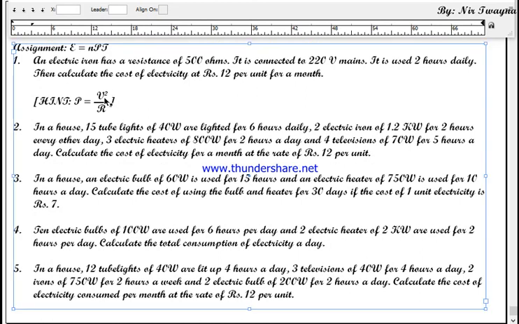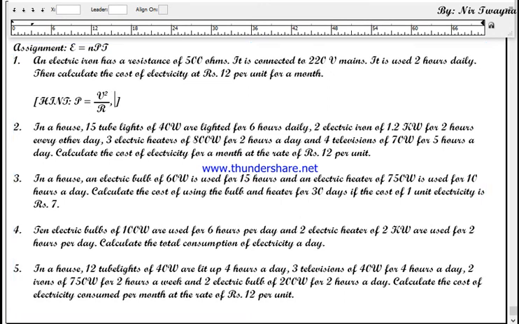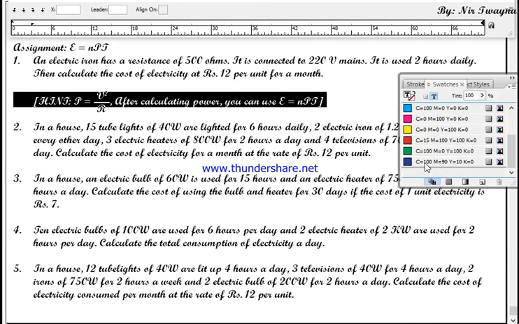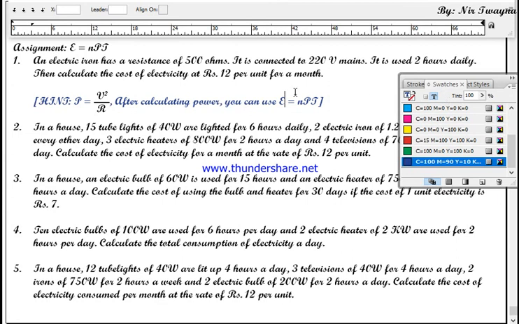V is given, 220 volt, and R is resistance, 500 ohms. So you can calculate power. After you calculate power, then you use the formula E equals NPT. Okay, this is the clue for you, and I'll make it blue.